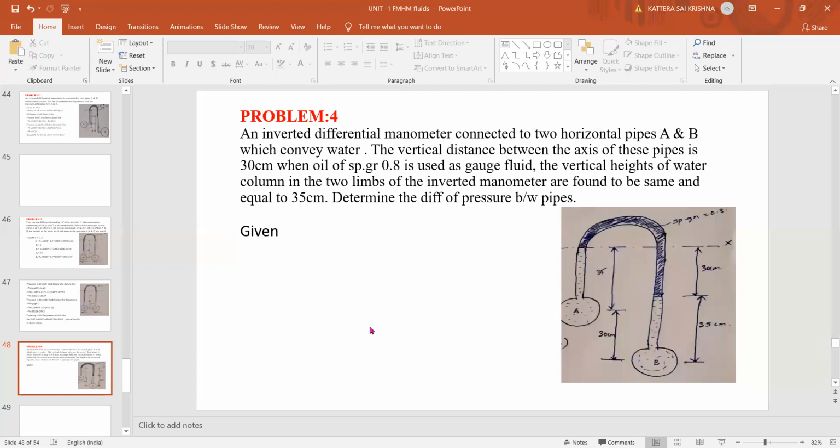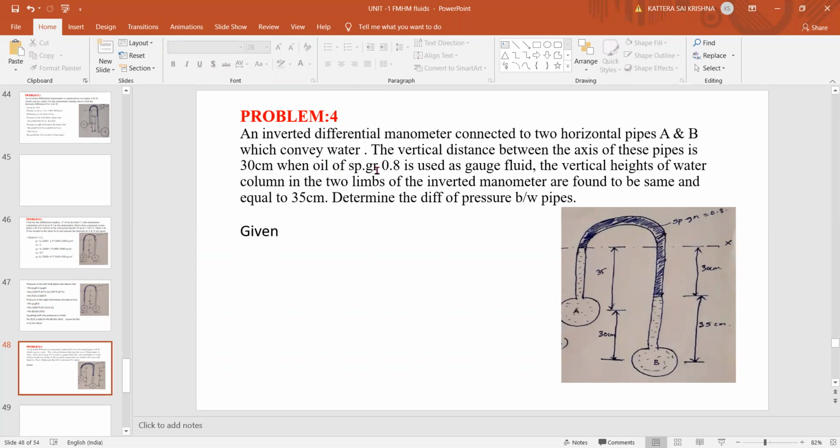An inverted differential manometer connected to two horizontal pipes A and B, which convey water. Nothing but in both the pipes, water is flowing. Convey is nothing but contain, which contain water. The vertical distance between the axes of these pipes is 30 centimeters. If you see from here, midpoint of this to midpoint of this is the axis, the location of the axis of the pipe. So from there to here, we have 30 centimeters distance. That is the point he mentioned here. The vertical distance between the axes of these pipes is 30 centimeters.